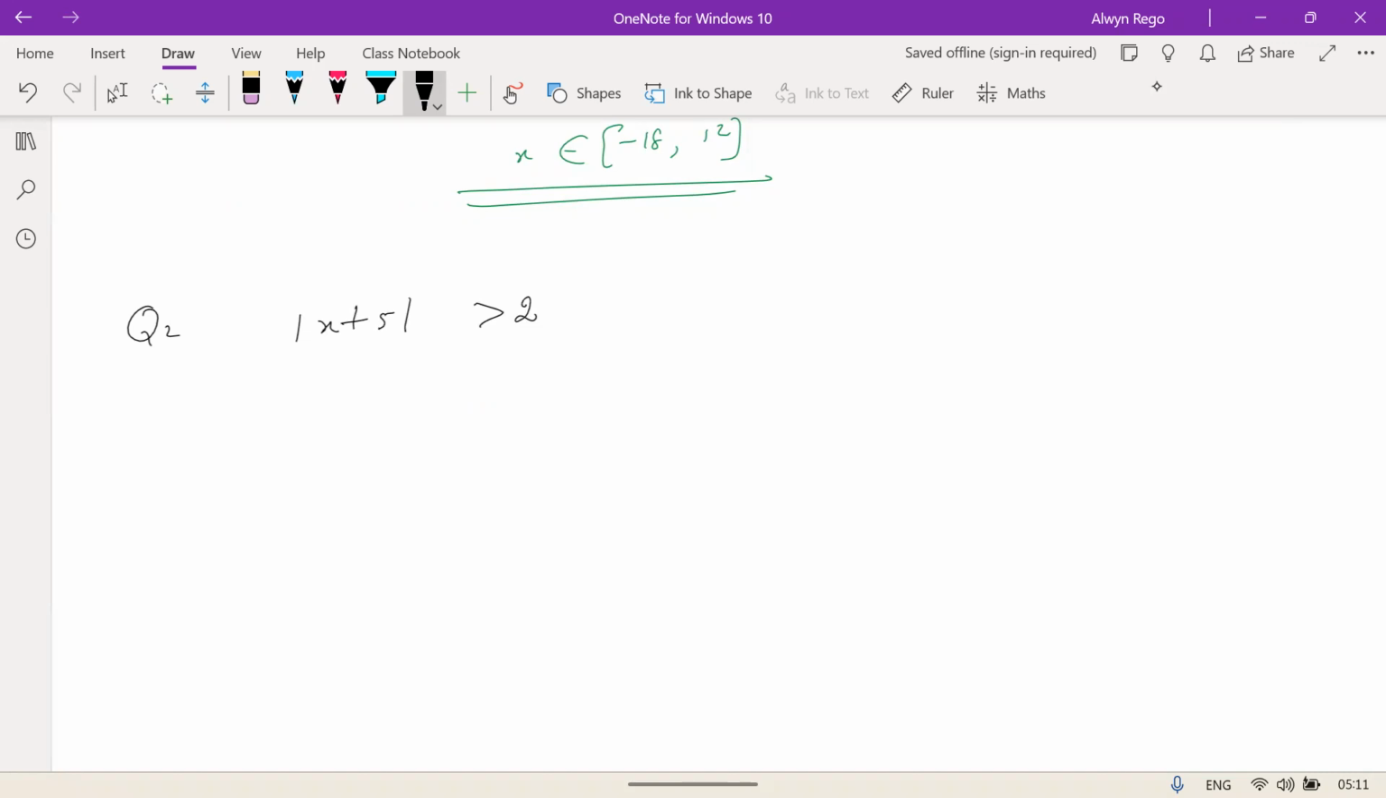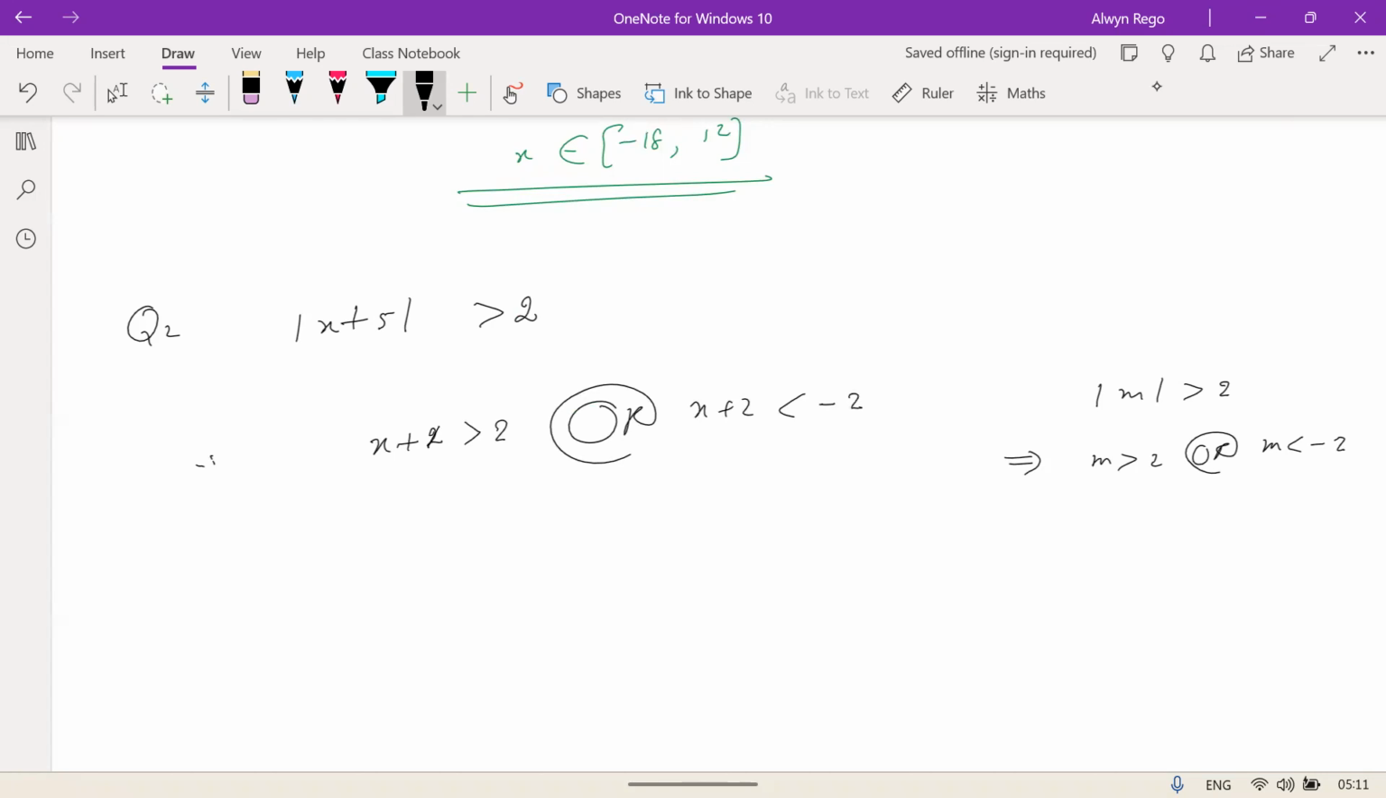So you know that absolute value of something is more than 2 implies that if you have absolute value of something is more than 2, this implies that that something is either more than 2 or that something is less than minus 2 here. Therefore, you find that x plus 2 is either more than 2, or we have x plus 2 is less than minus 2 there.